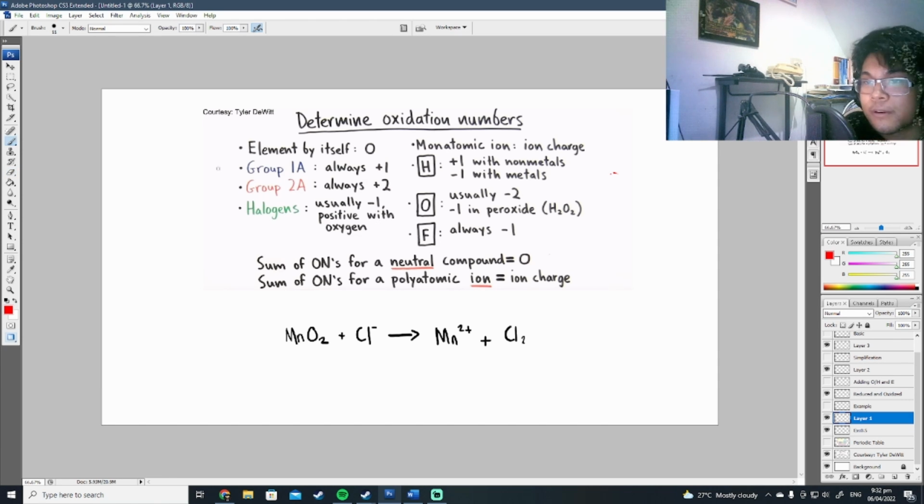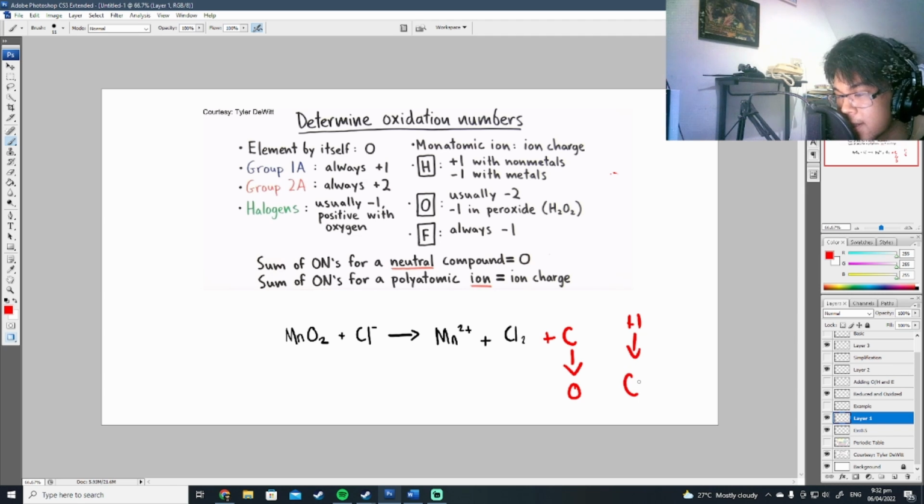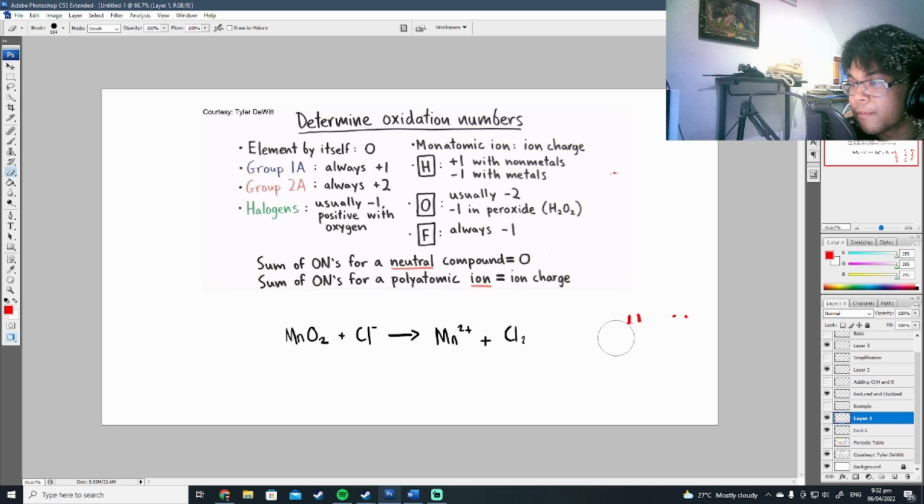Rule number one is basically: an element by itself equals 0. If an element is by itself, it will always equal 0. For example, if you see a lone carbon inside an equation, that means this carbon right here equals 0 because it's alone. Another example, if you see a lone hydrogen, then it's 0 as well. If you see a lone aluminum, it's 0 as well. It's honestly that simple. So let us move on to rule number 2, rule number 3, and rule number 4.